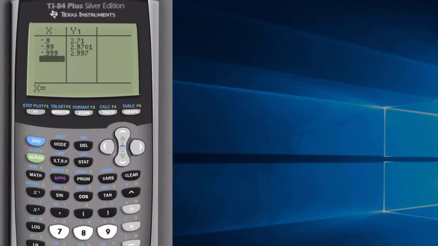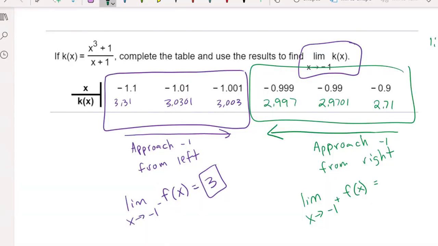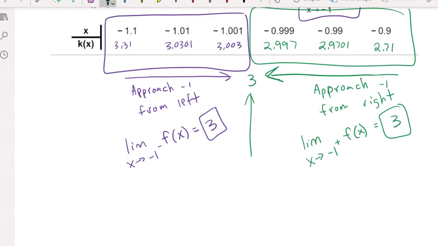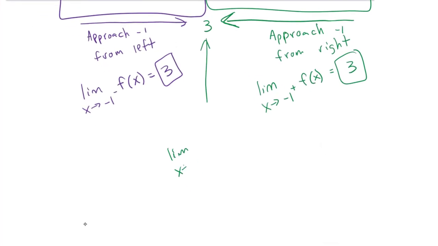It looks like we're getting closer to 3 on that side as well. See if I can remember these three numbers. 2.71, that we get closer. It looks like we're getting closer to 3. So on both sides, from the right side we get closer to 3, and on the left side we get closer to 3. So the limit as x approaches -1 in general, since it's equal on both, will be 3. And that's how you use the calculator and tables to find these limit problems.